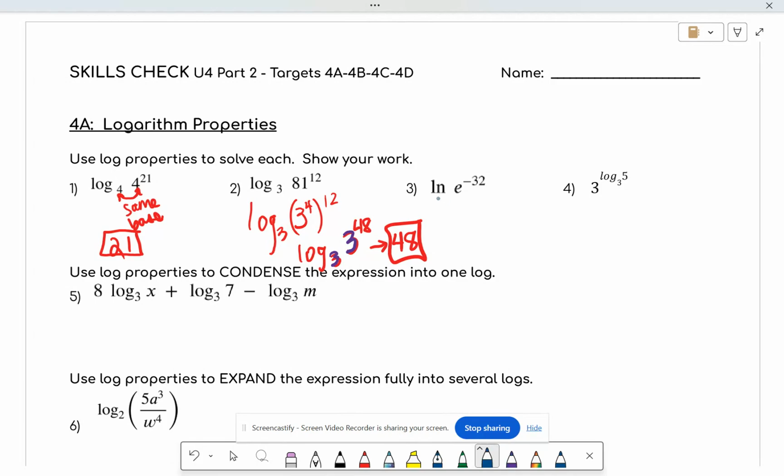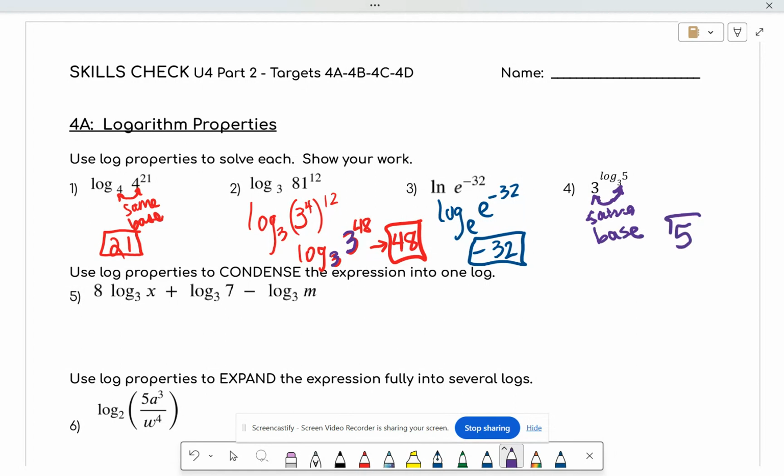For number 3, I can rewrite natural log as log base e. So again, my answer is just that exponent, negative 32. And then finally, this is another version of the same base where I have a power with a log up in the exponent. When those are the same base, then I know that my answer is that final exponent.